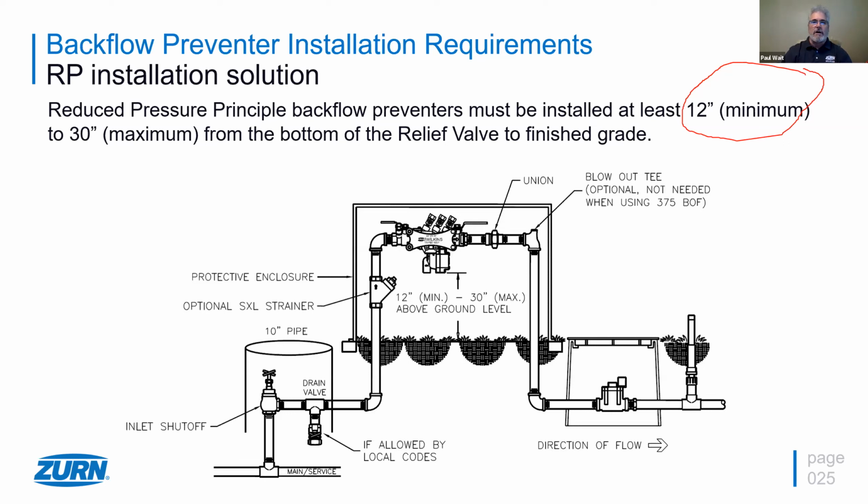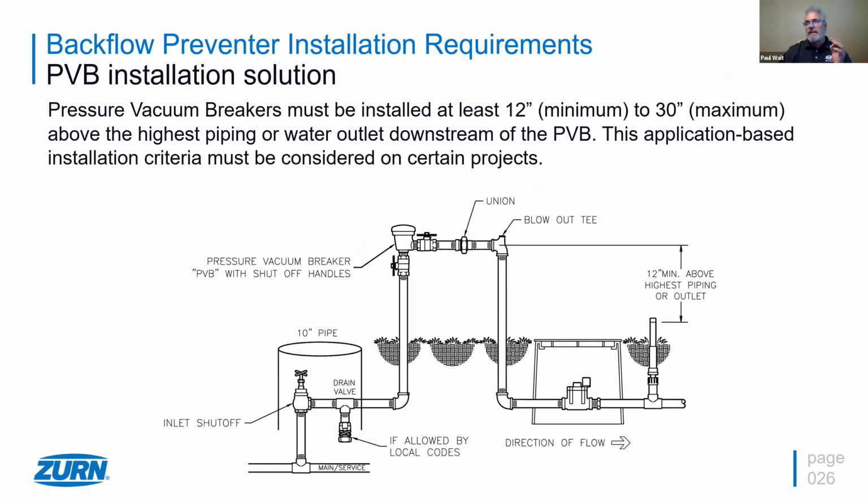Not only does it cover all the applications, all the different hazards, the two types of conditions, back siphonage and back pressure, but you can install it anywhere as long as you have that 12-inch minimum clearance from the bottom of the relief valve to finished grade or ground level. Now, when we look at a pressure vacuum breaker, it's much different because this becomes application specific versus product specific.